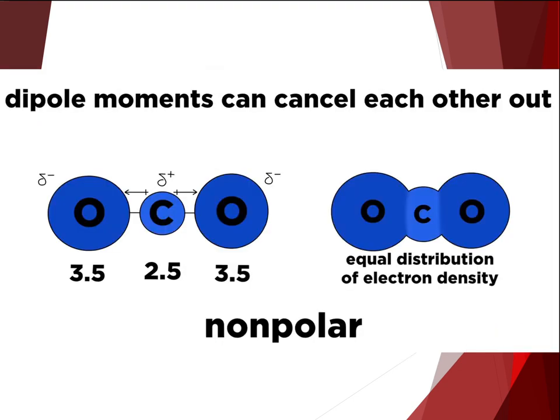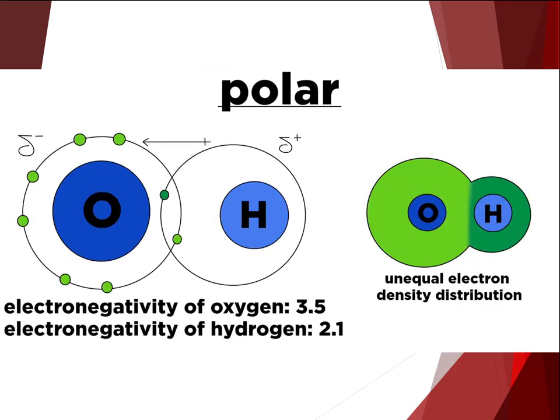Two, a molecule can have polar bonds, but still be nonpolar because its dipoles are arranged in a way so that they all cancel each other out. Three, a molecule can be polar because its geometry causes one part of the molecule to be more electronegative than the other.